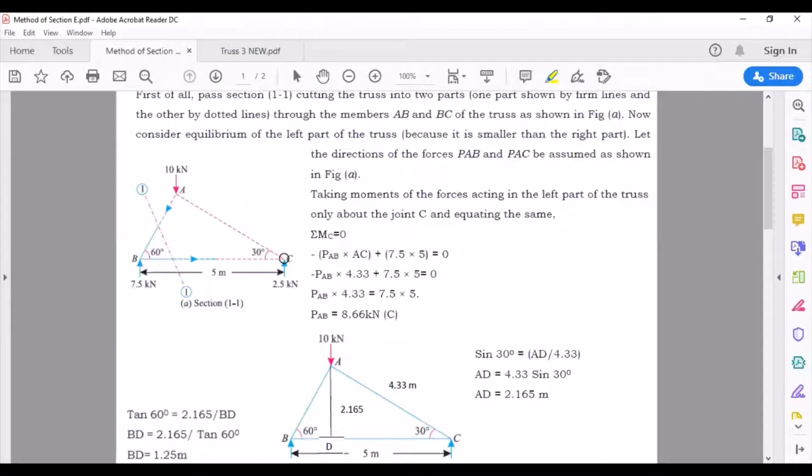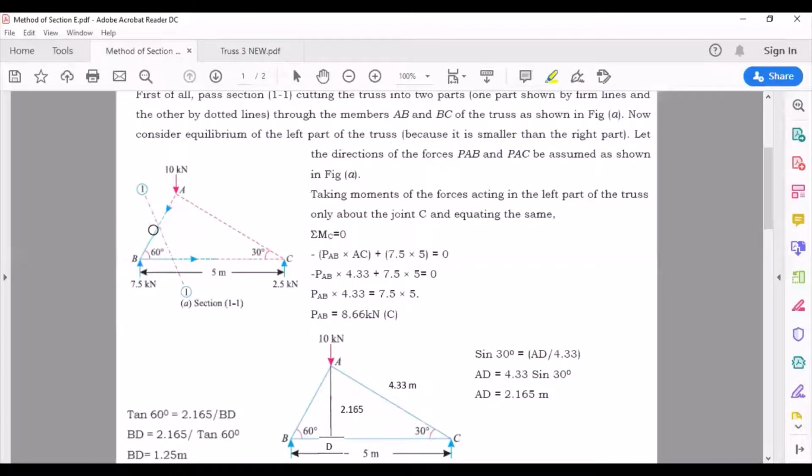Now, whenever you take a moment, you should always keep in mind that you are going to use only the forces which are available on the left of the section, because I have told you that I'm going to use the left of section 1-1. So in the left of the section, I have only two member forces and one point load. Now, moment about point C: I have, as I told, three things, two members and one point load.